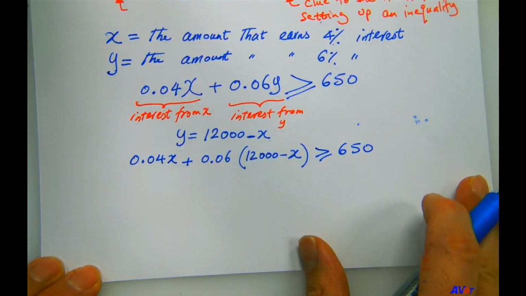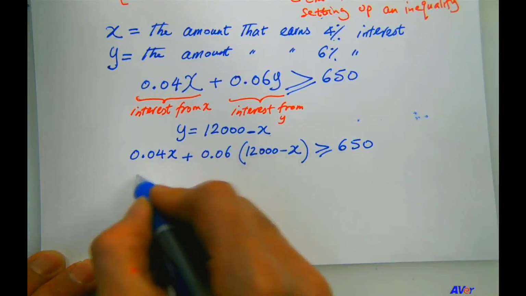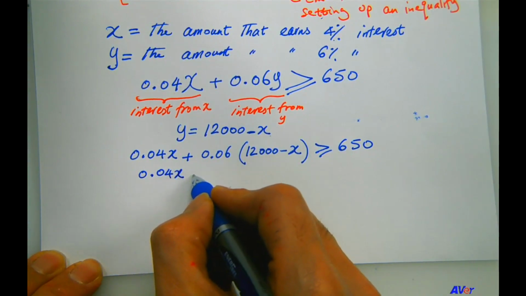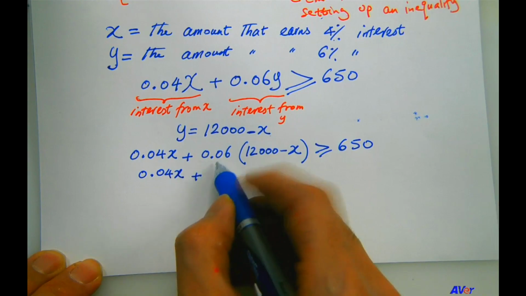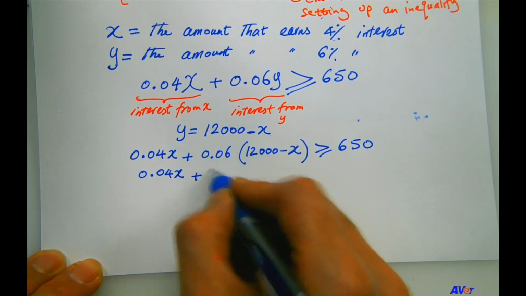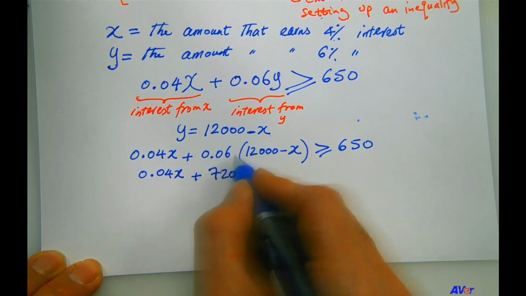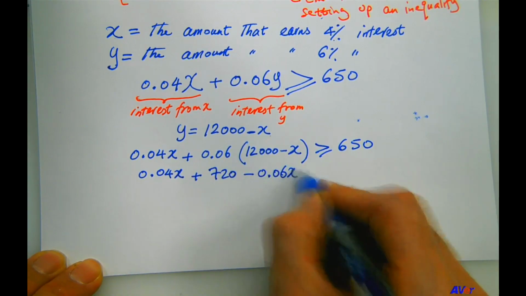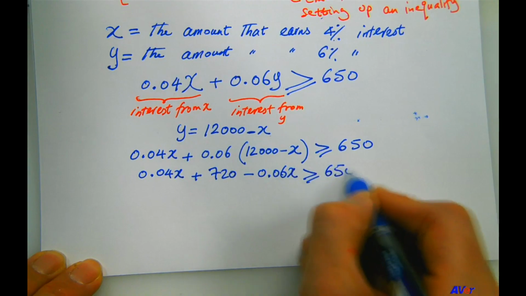Okay, so let's distribute. Or let's simplify: 0.04x plus 0.06 times 12,000, it's 720. 0.06 times minus x, minus 0.06x, greater than or equal to 650.